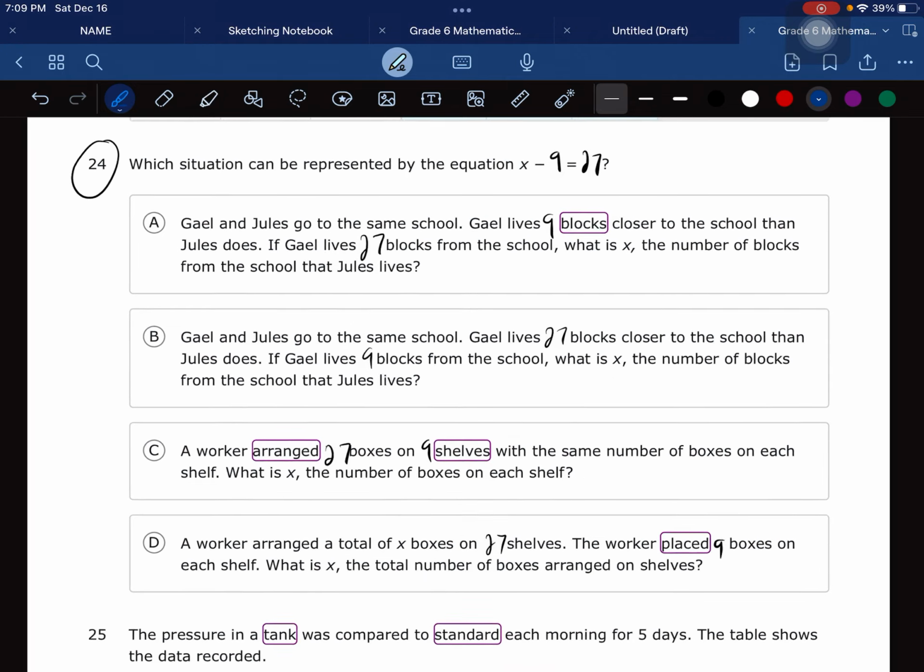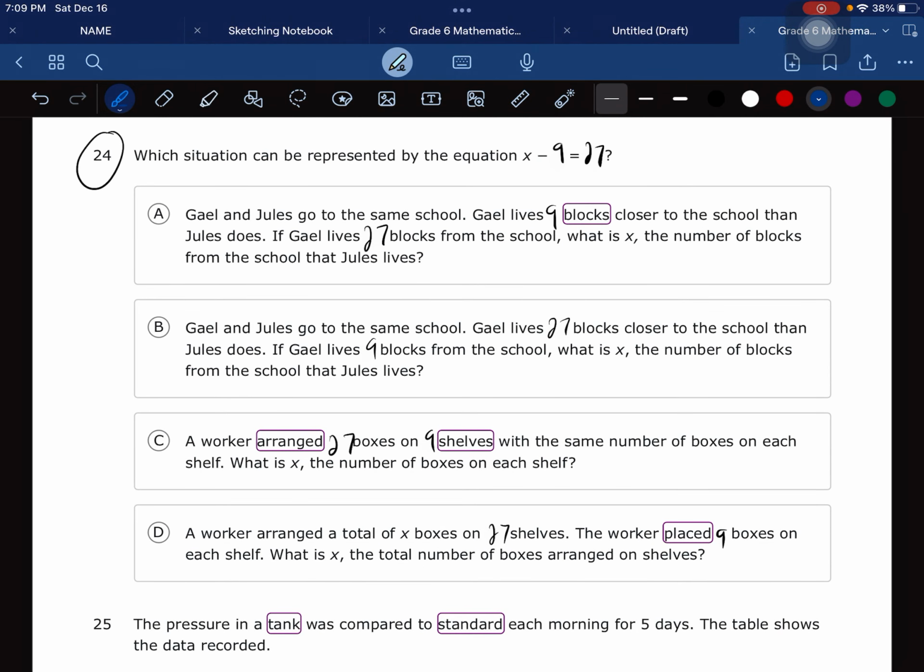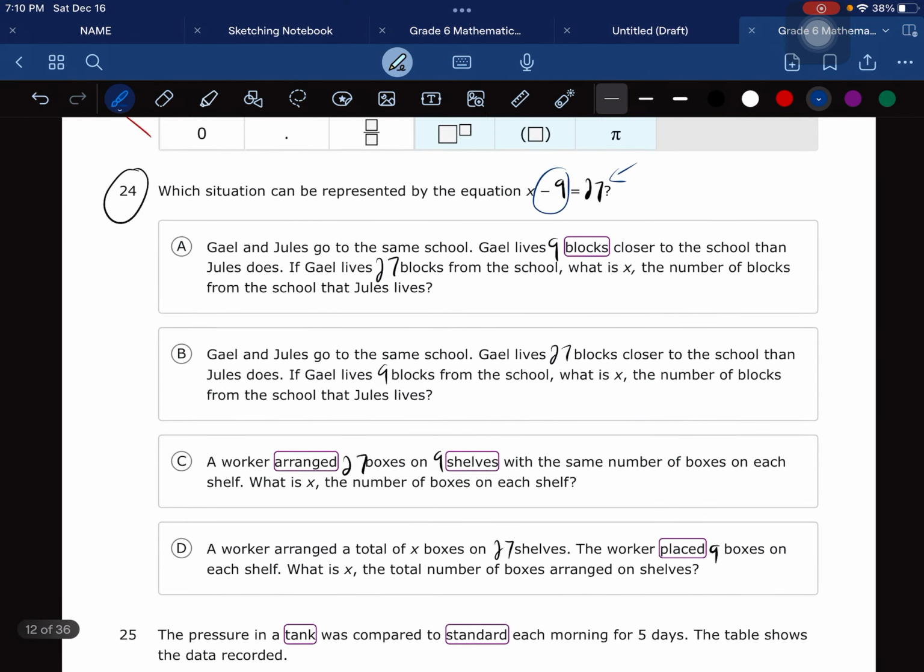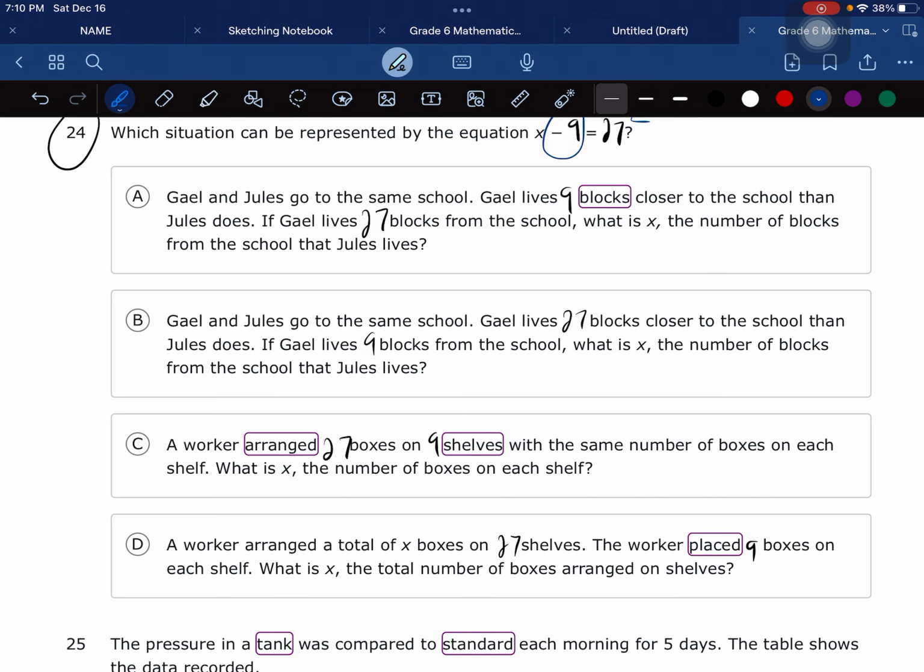Number 24, the last one for this video. Which situation could be represented by x minus 9 is 27? First thing I'm going to tell you, chicos, is check all of them because there's always two que nada que ver. Now, we're subtracting, chicos, as compared to something else. So I might be closer to the closest Walmart than maybe someone else. Maybe Mr. Lara is 20 blocks farther than I am, further.